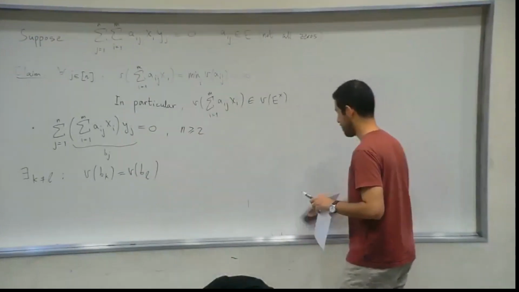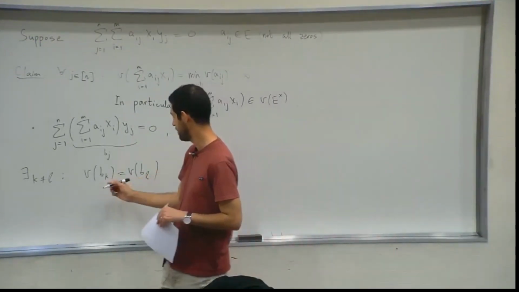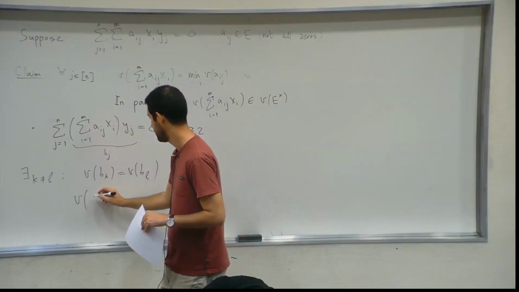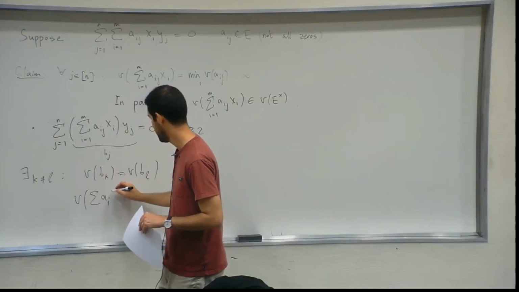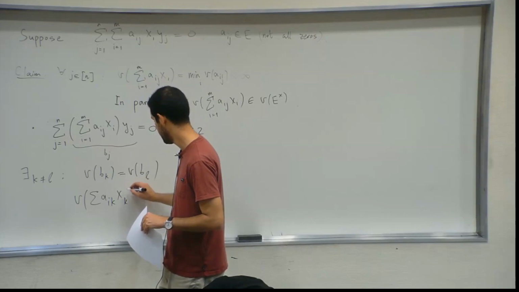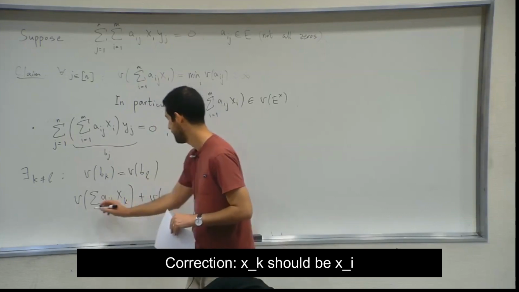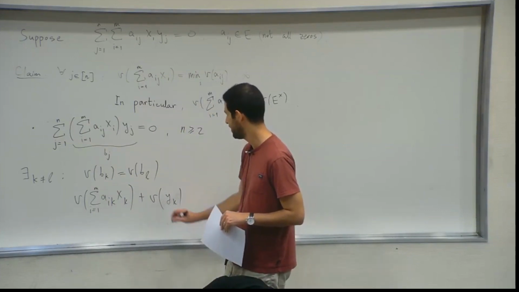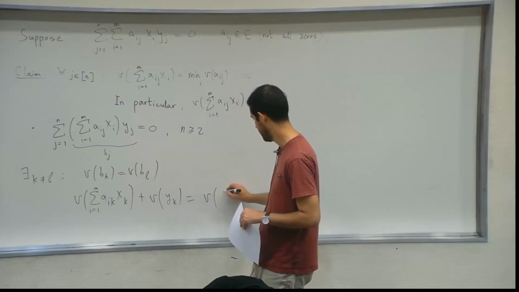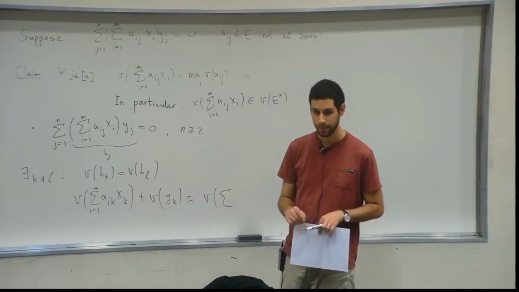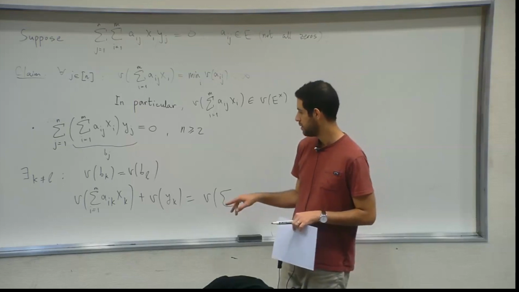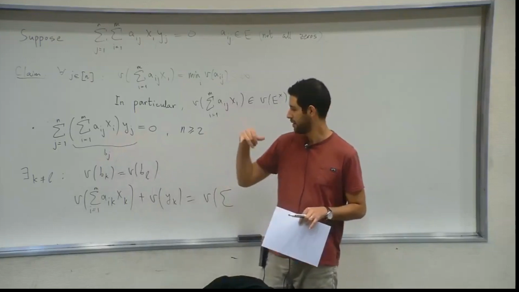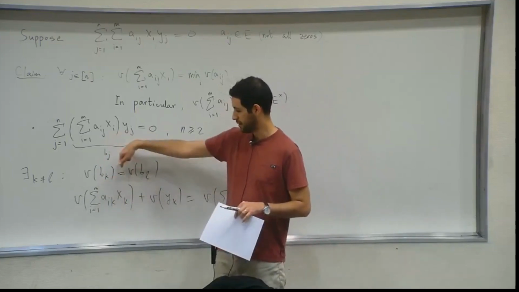So what's the contradiction? Let's write it. What is VBK? It's the valuation of this, AIK XK, plus the valuation of the sum where I runs from 1 to M, plus the valuation of YK, right? And same here. So if the sum of them is 0, if there is no, so without loss of generality, VB1 is smaller than VB2, smaller than VB.